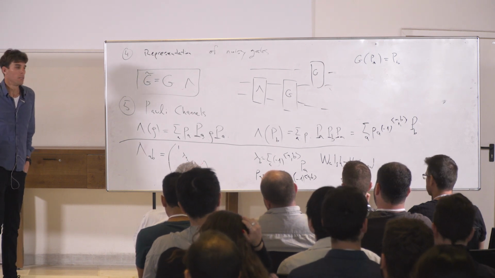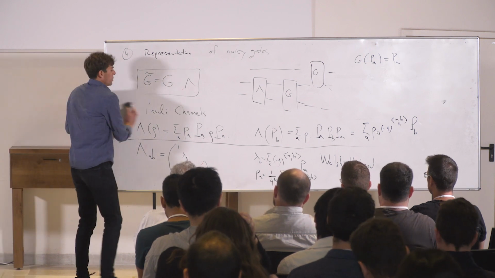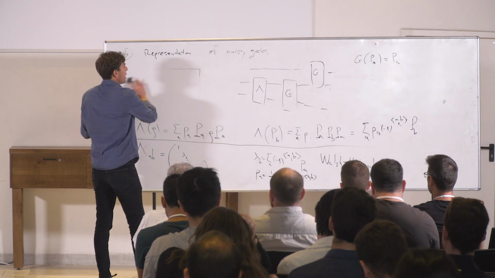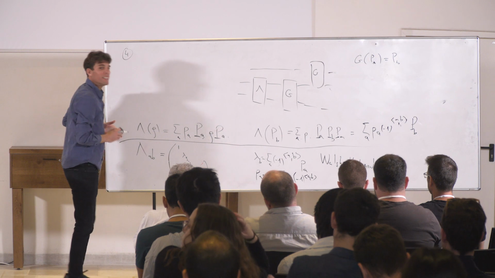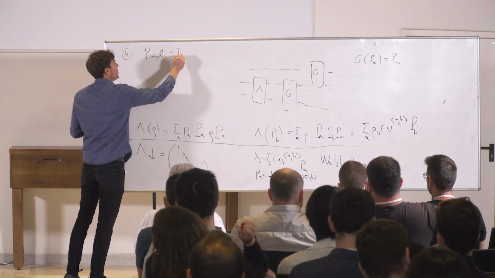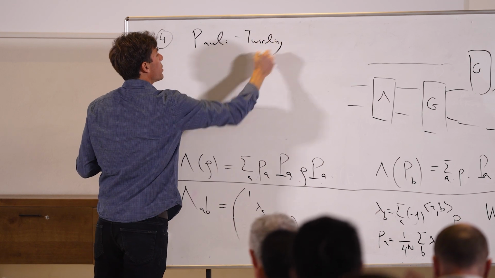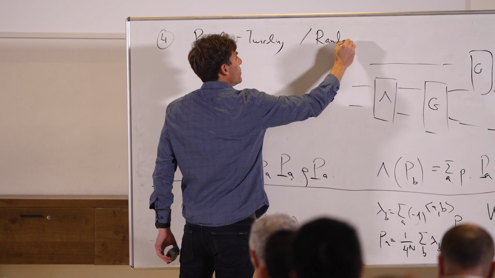Okay? And this method, so can I erase this? Okay, this definition. So this method goes by 2 different names, depending on which company implements it. It's called either Pauli twirling, or it's called also randomized compiling.